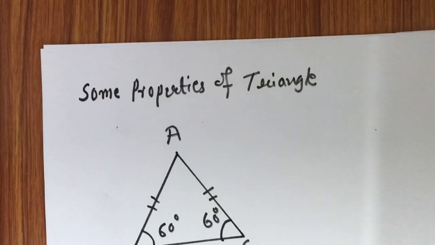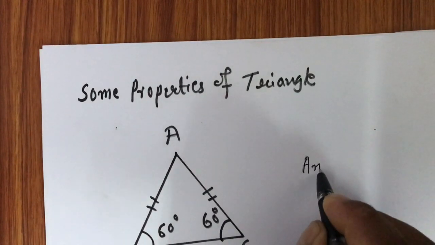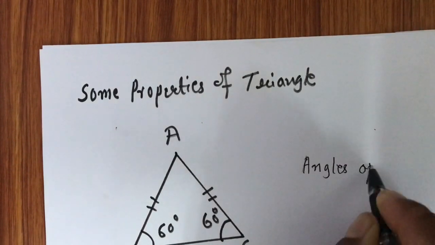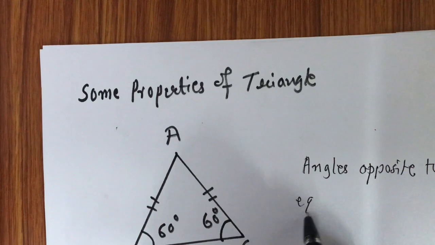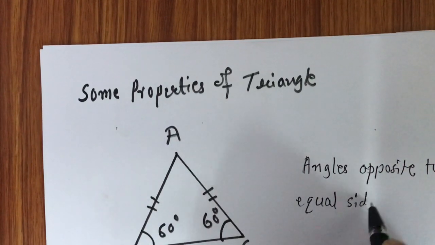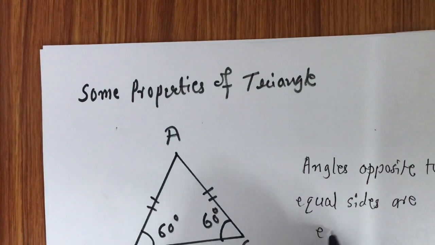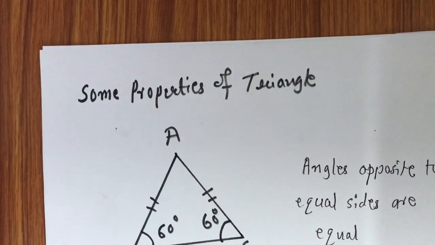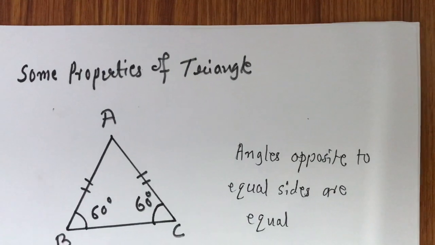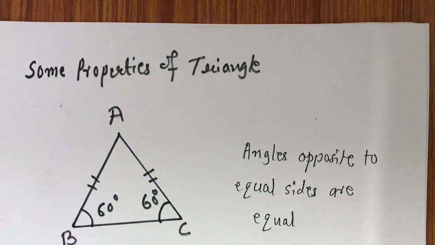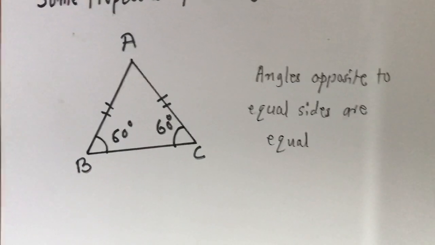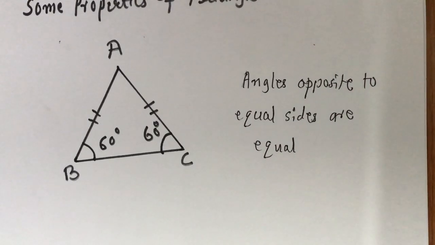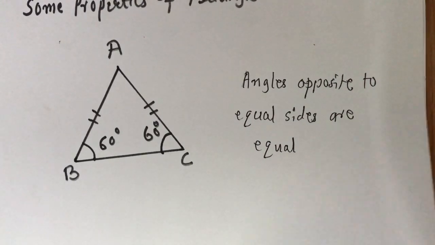So first property is that, what is the first property? The first property is angles opposite to equal sides are equal. Understand? Angles opposite to equal sides are equal. Let us do the same by drawing another triangle by drawing another two sides of equal length.